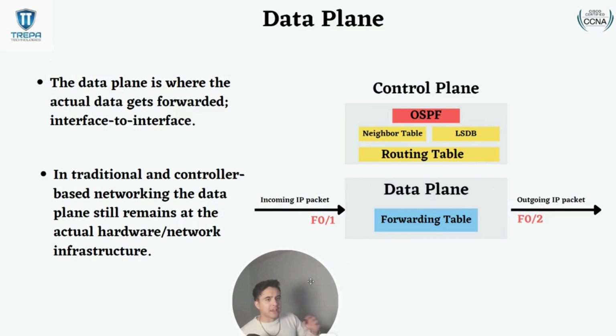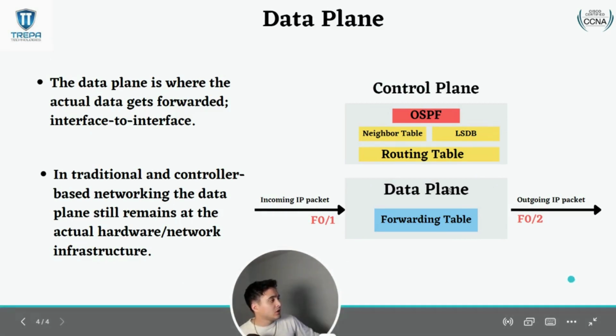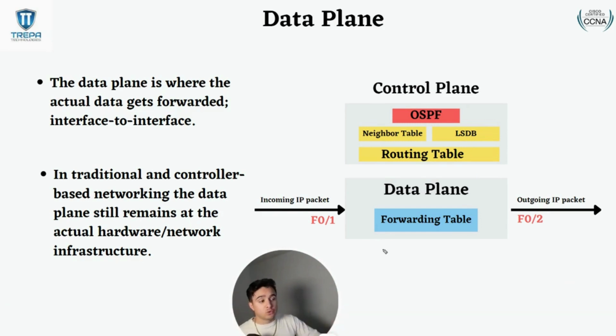Now let's look at the data plane. This is where the actual data gets forwarded from interface to interface, right? Whether we're doing traditional or controller-based networking, the data plane is still in the individual device. We can see an incoming IP packet and our forwarding table here. It could be like the Cisco Express Forwarding table, and it's forwarding the packet out the outgoing interface. This is actual hardware and network infrastructure.